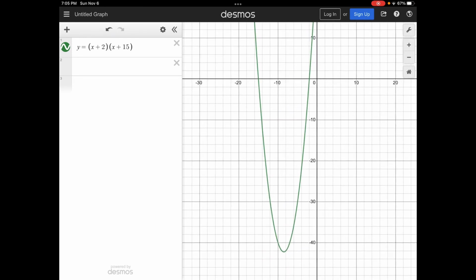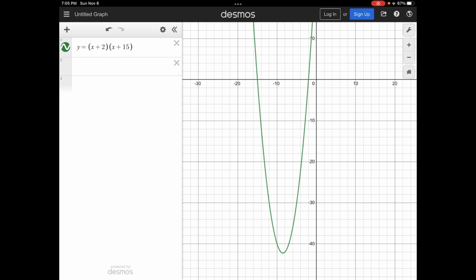There we are. This parabola is also one that's way down there in the bottom. Again, I can click on it down here and we can see that the coordinates are what we expected them to be, and our intercepts or our zeros are -15 and -2.